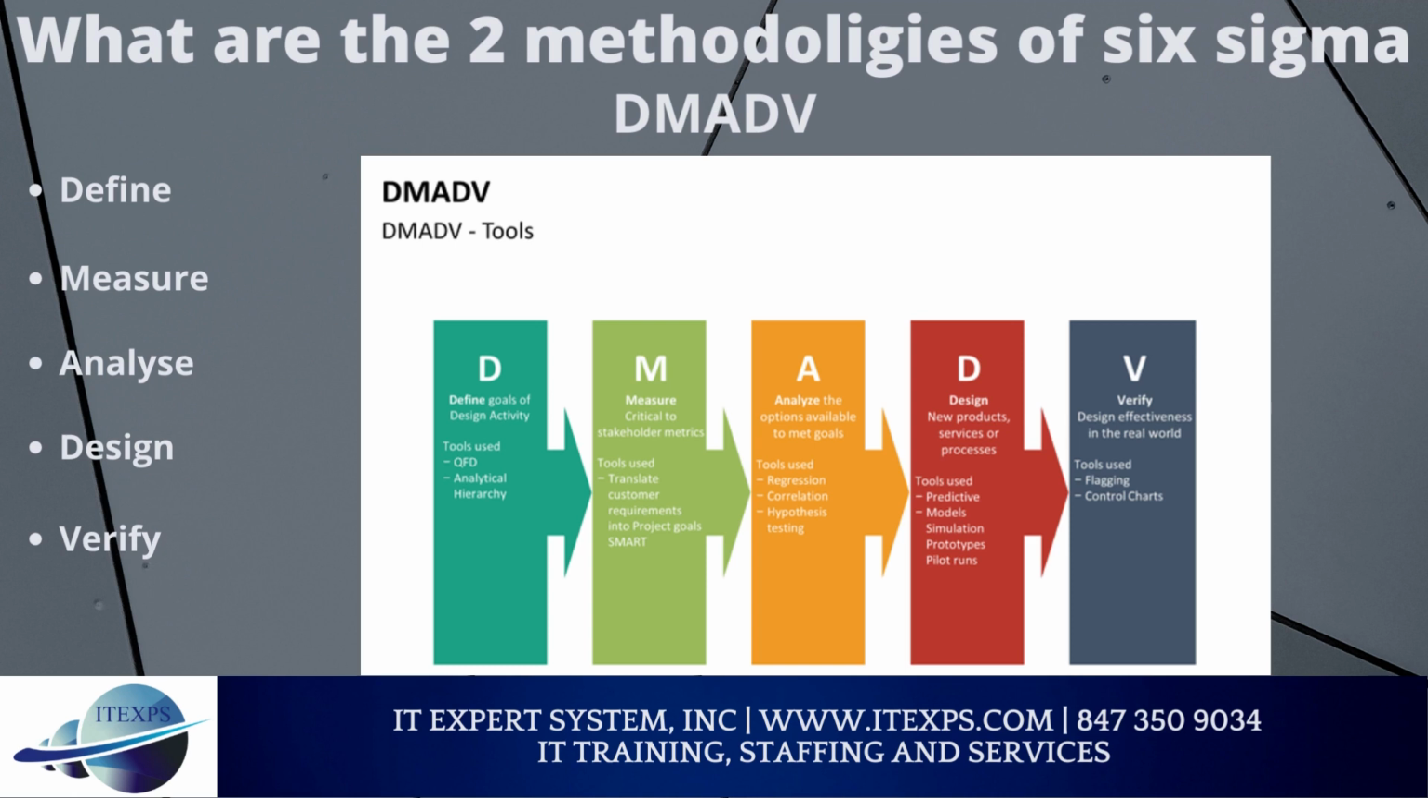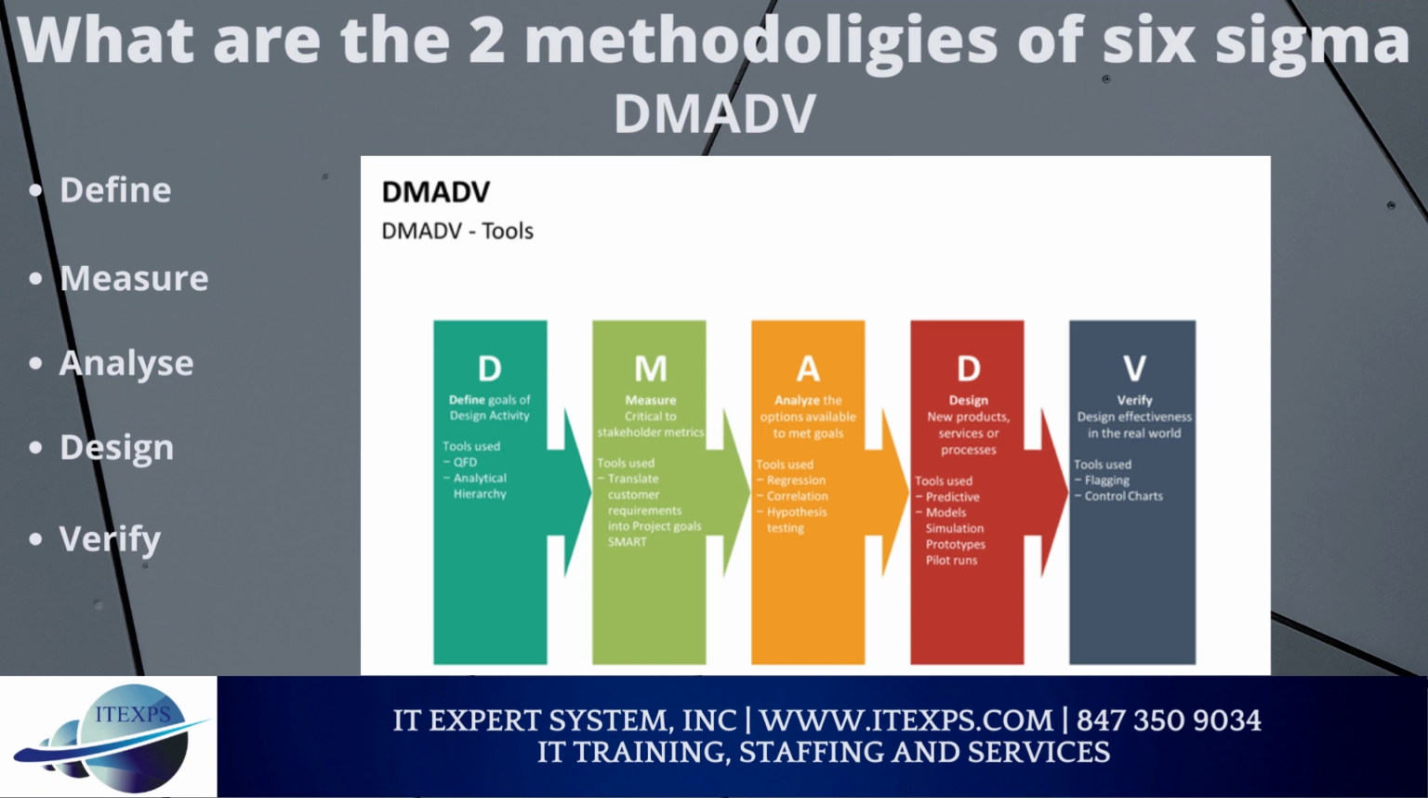Similar to DMAIC, DMADV is another methodology that is used in organizations to achieve Six Sigma level of performance. DMAIC is used when the problem you want to solve is for a process that is already existing but not meeting the expected levels of performance. DMAIC is used when you want to correct an existing process that has not been performing up to the expectations.